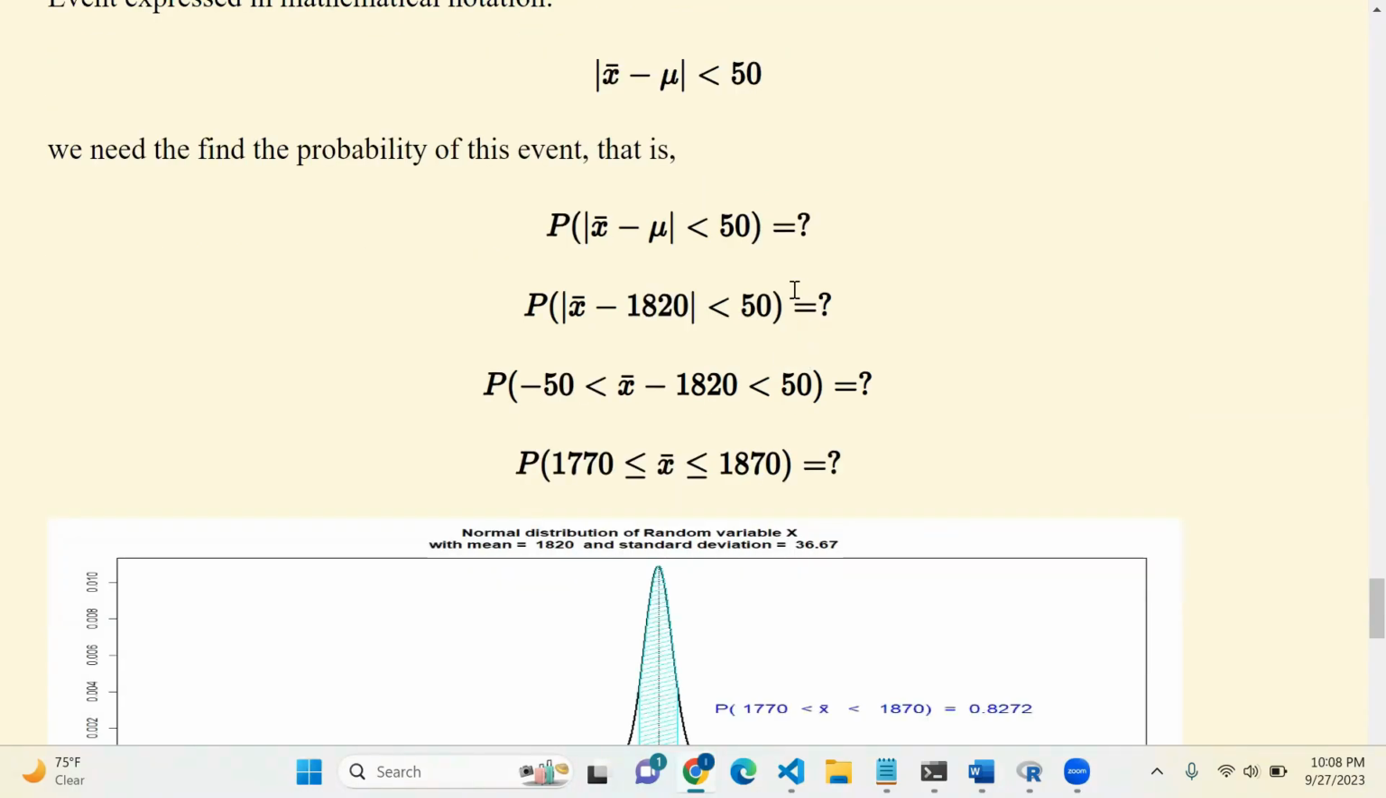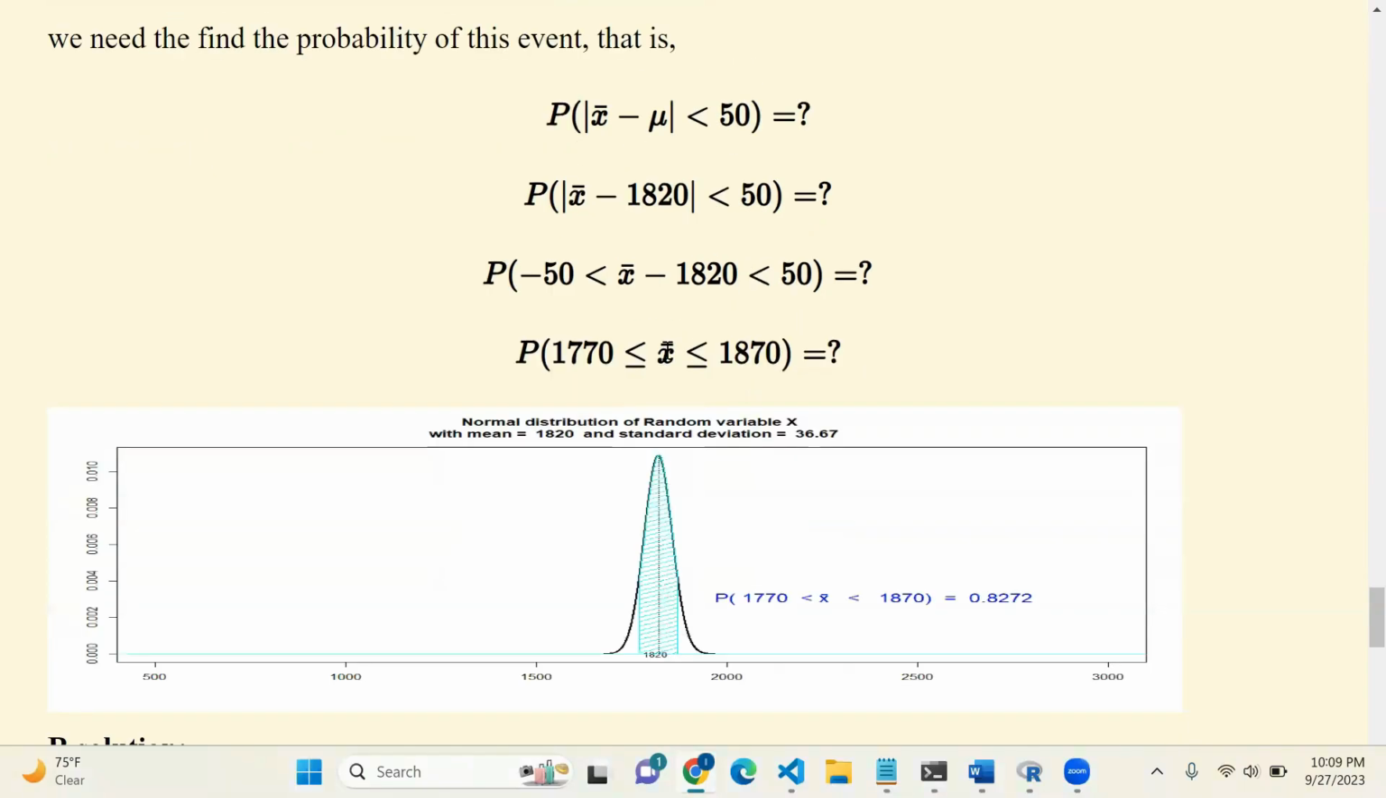With a mean value of 1820, this expression becomes this. That is, the probability that the absolute difference between the sample mean and 1820 is less than 50. If we solve this absolute value inequality, we get this solution. That is, the sample mean lies between 1770 and 1870. Hence, the probability of this expression is the same as the probability of this solution.